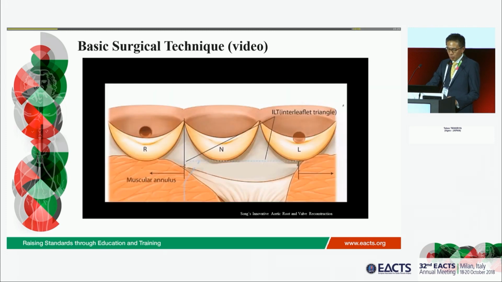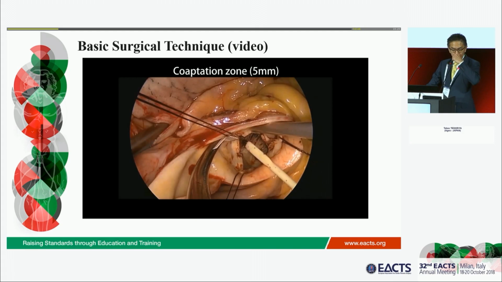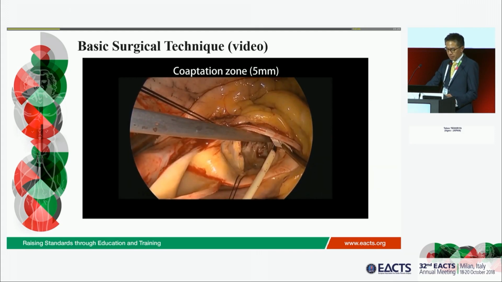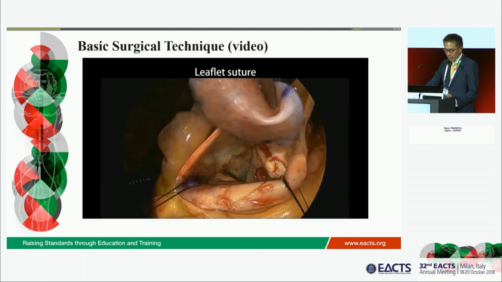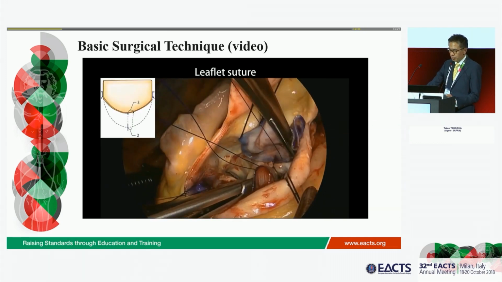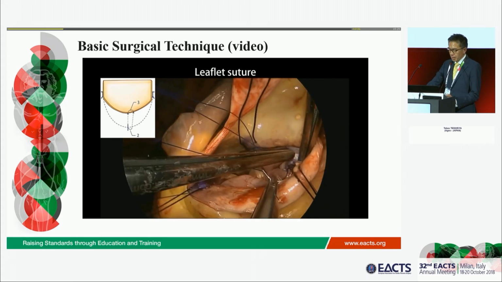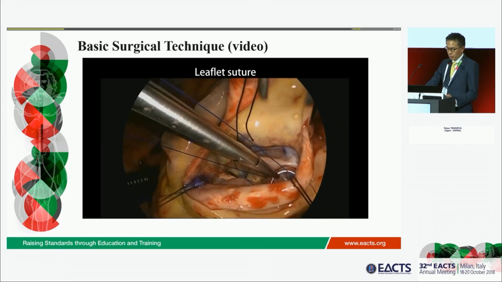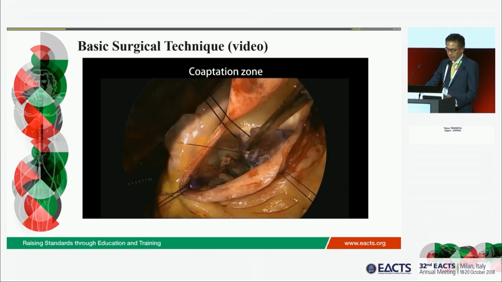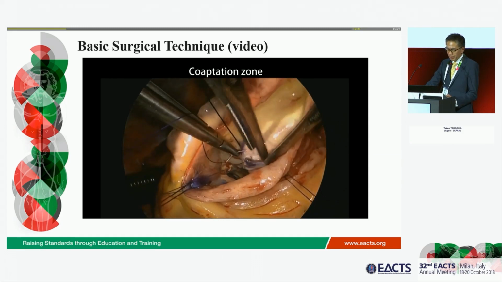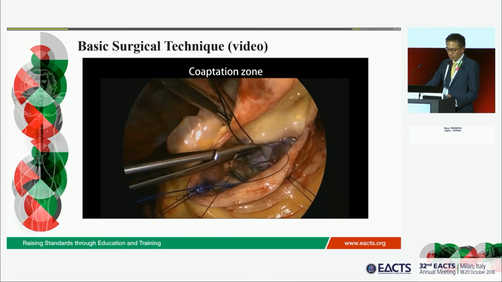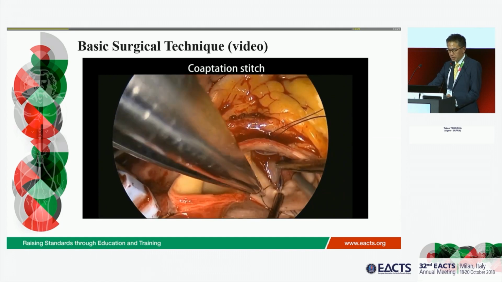And also we decided 5 millimeter coaptation height. So also we mark. And then our leaflet is sutured from the bottom to the commissure height to 3:2, and for commissure zone, just suture 1:1. So pericardium treated by glutaraldehyde for 6 minutes.